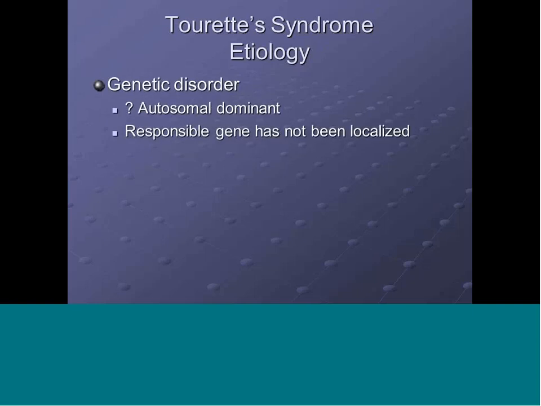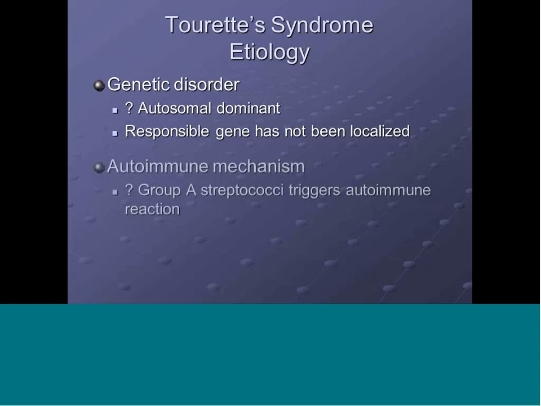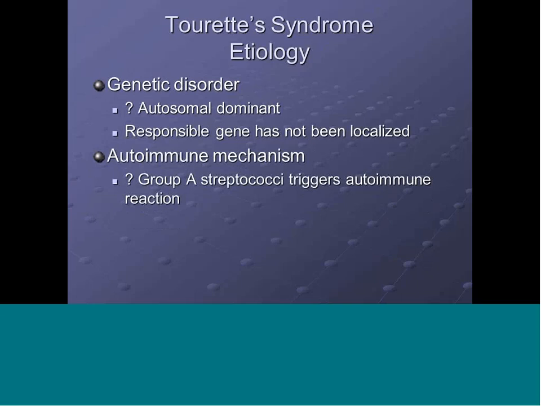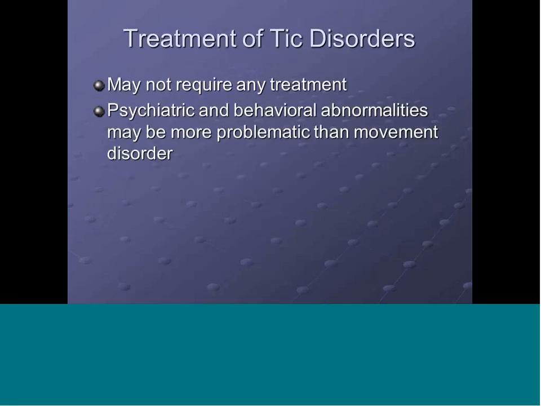There is a strong belief that it is a genetic disorder, likely autosomal dominant. However, the responsible gene has not been localized yet. There is an association that has been noted, based on an autoimmune mechanism, which is associated with group A streptococcus infection in kids. However, a lot of people still dispute this concept. I have seen a couple of kids with previous history of streptococcal infection who developed tics. Usually, with those kinds of patients, those symptoms resolve within a few months.